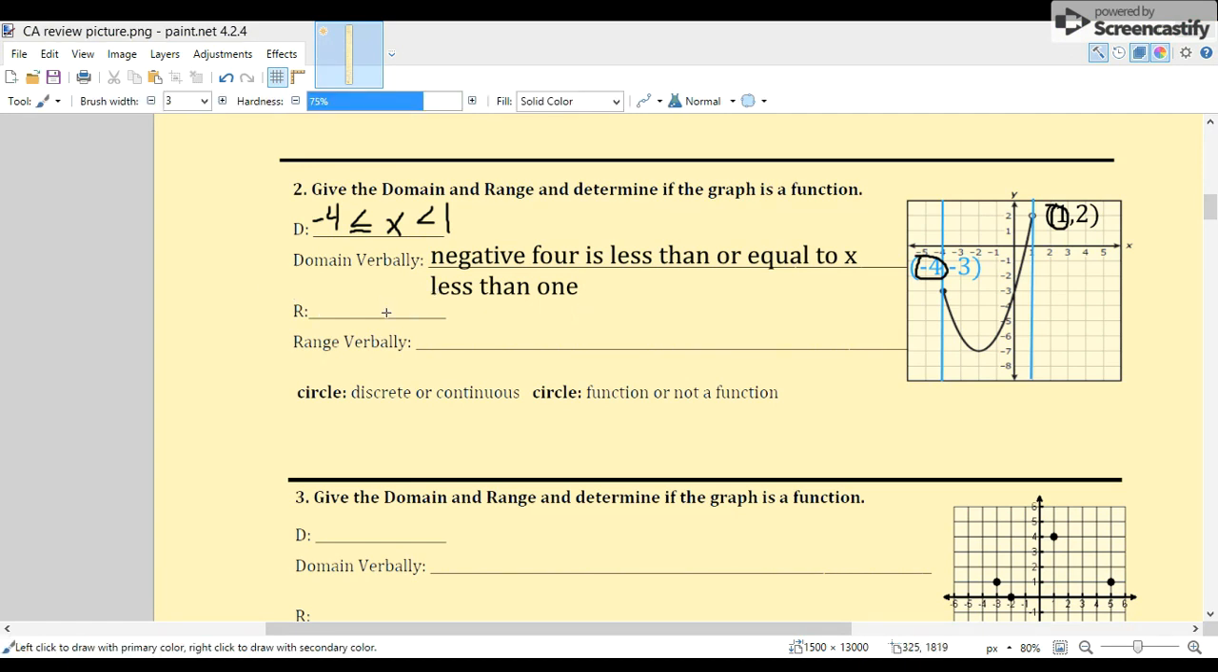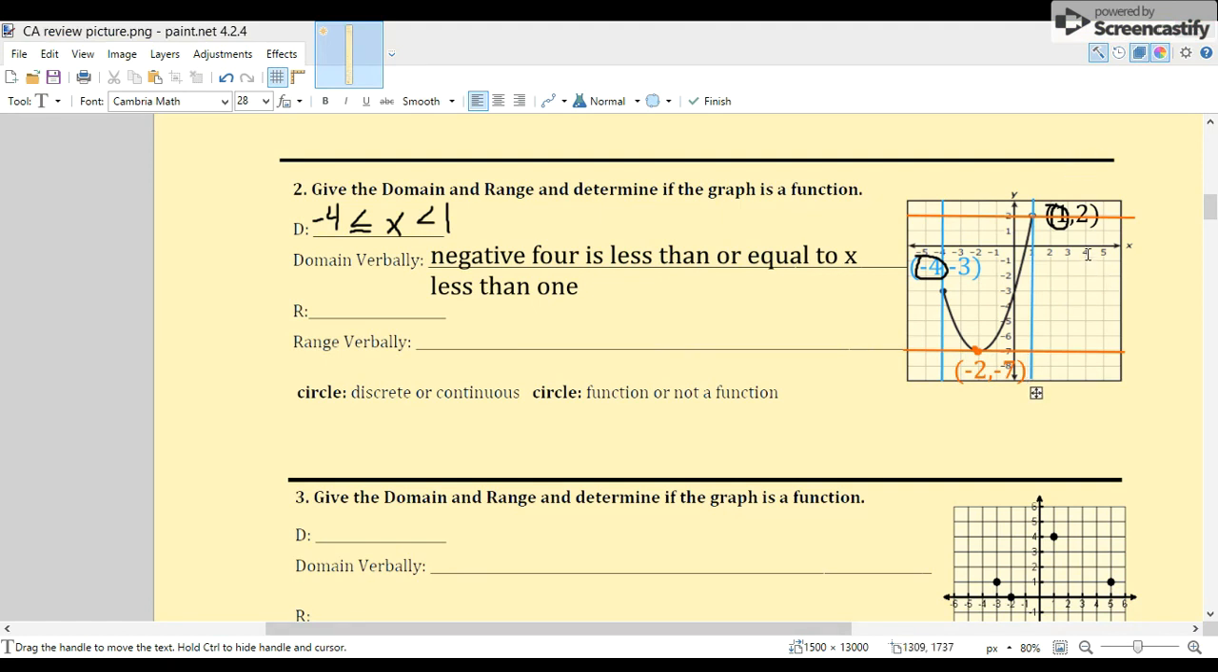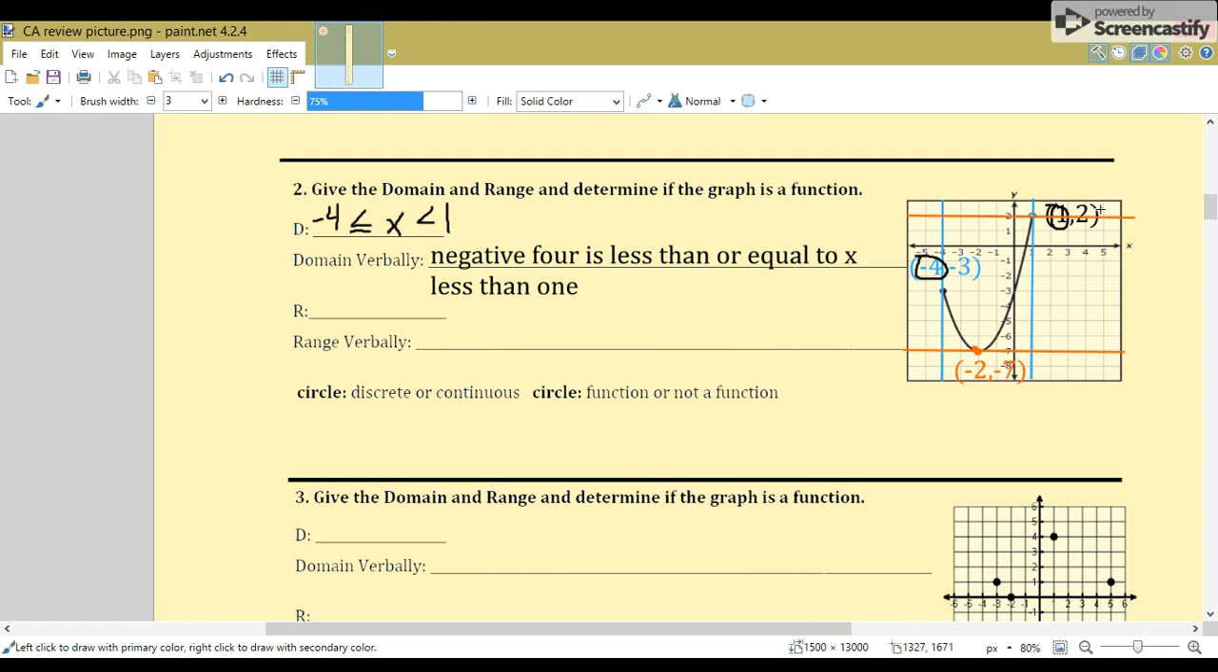Okay, so for the range, down, up, y, we will draw 2 more lines. And you can use a highlighter for this or your pencil. We're going to draw a horizontal line on the lowest part of the graph, the lowest y, and then one on the highest one. Now we're going to label our points. So there's a part of the graph that intersects right here. We will label that. We have -2, -7. And the other point, we already found it was 1, 2.